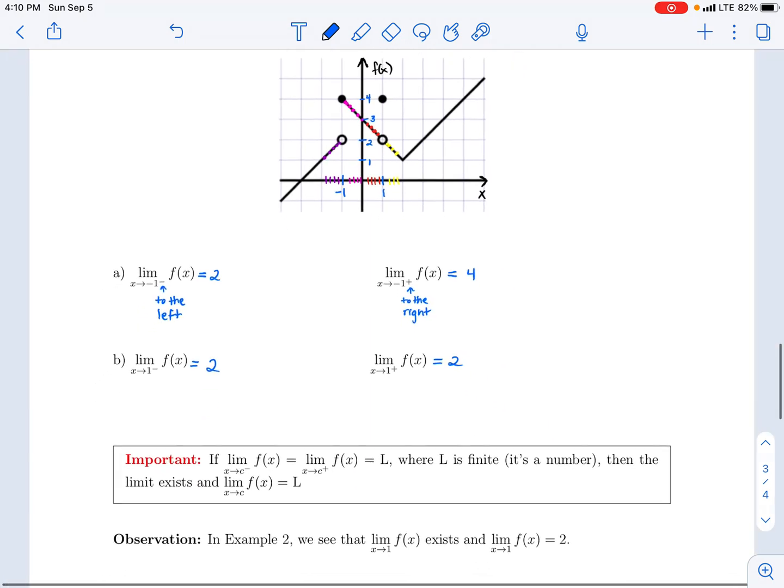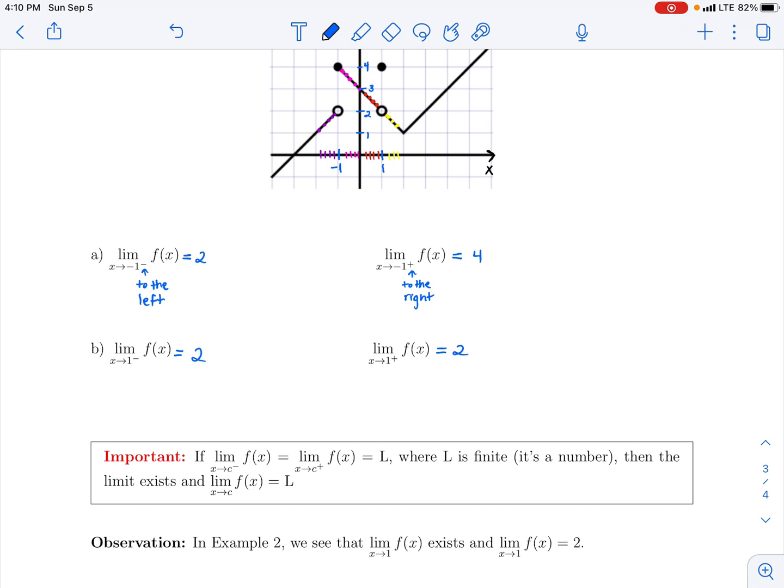Okay. So now the last thing I want to do before I conclude these notes is let you in on something important here. If the limit as x approaches c from the left of f of x is equal to the limit as x approaches c from the right of f of x, which is equal to L, some number, where L is finite, in other words, it's a number, then we say the limit exists and the limit is equal to L. What I'm saying is if the left-handed limit is equal to the right-handed limit and they're both numbers, that means the limit overall is equal to that number.